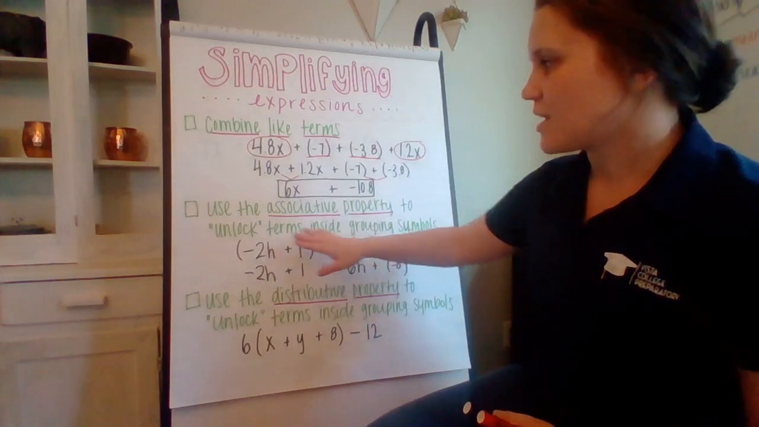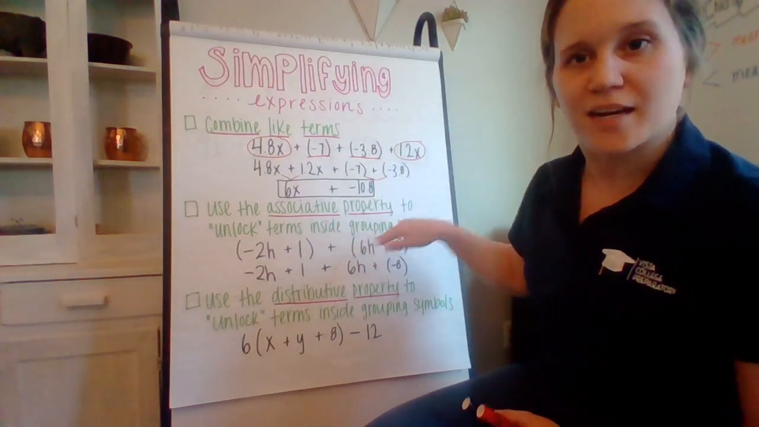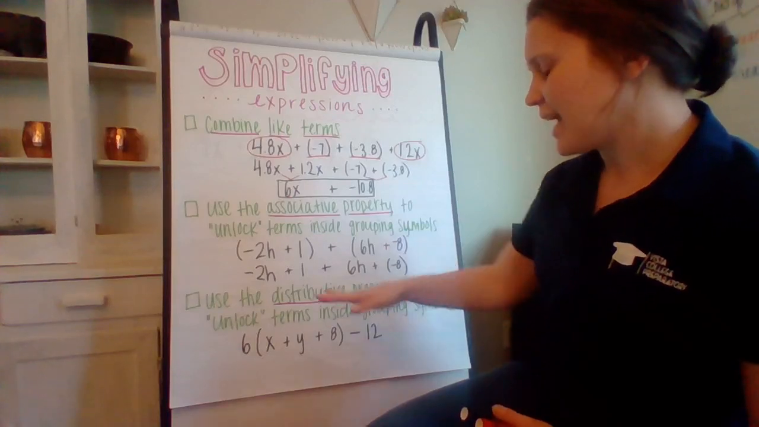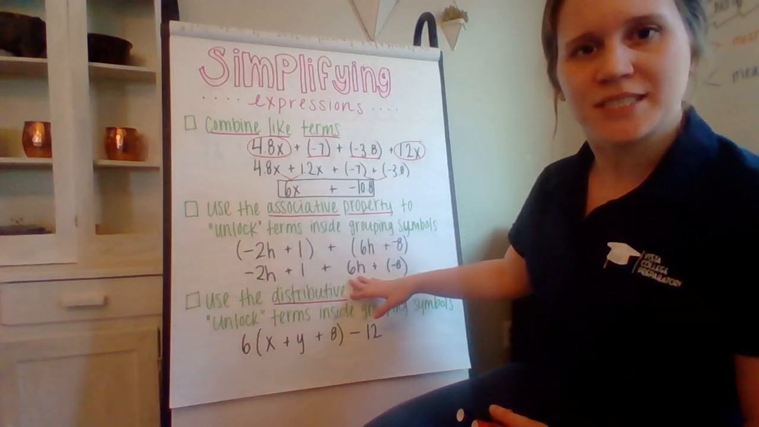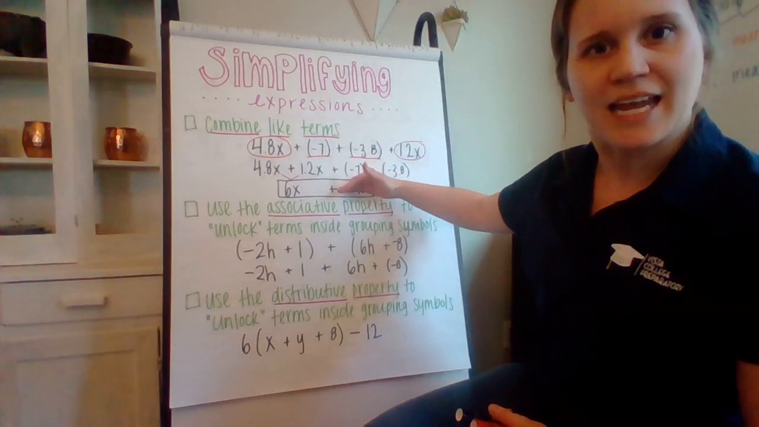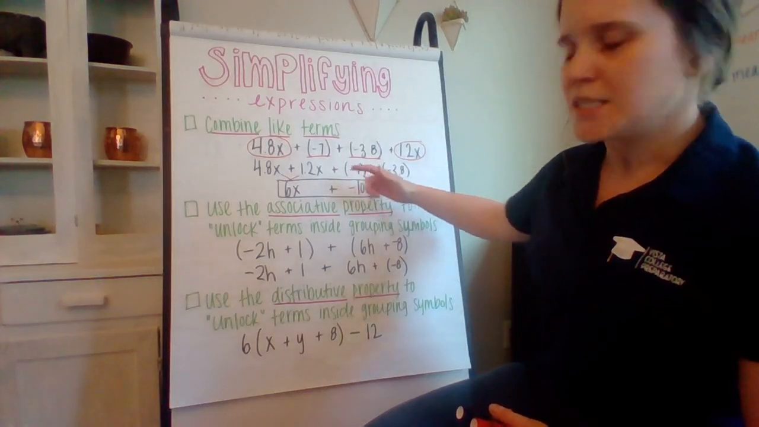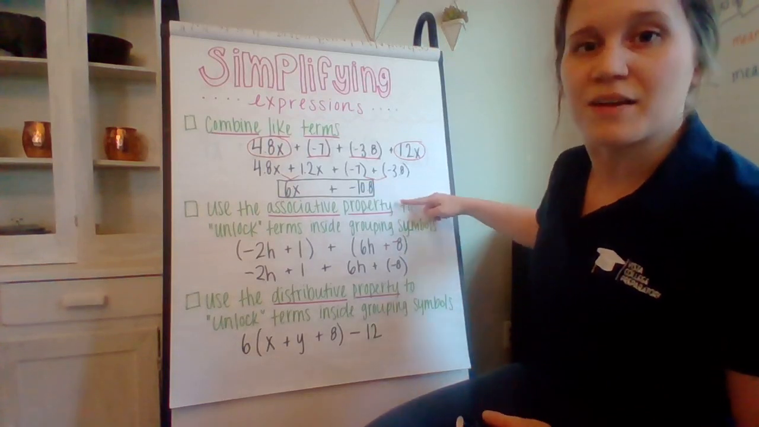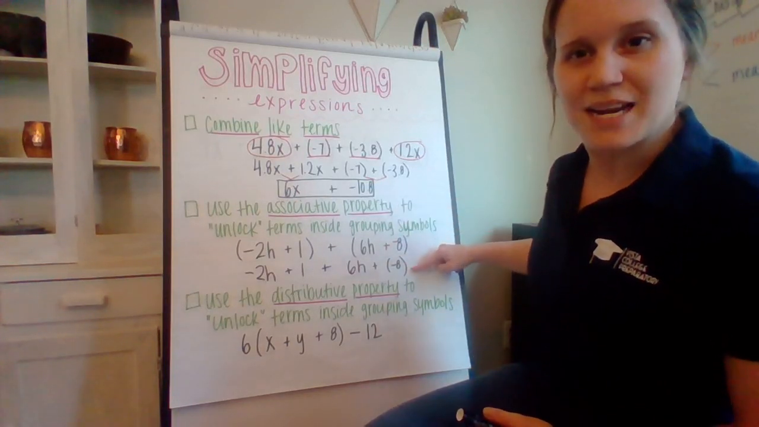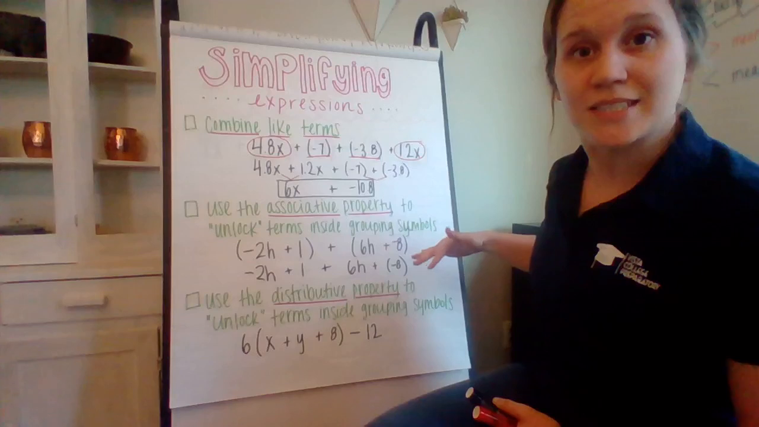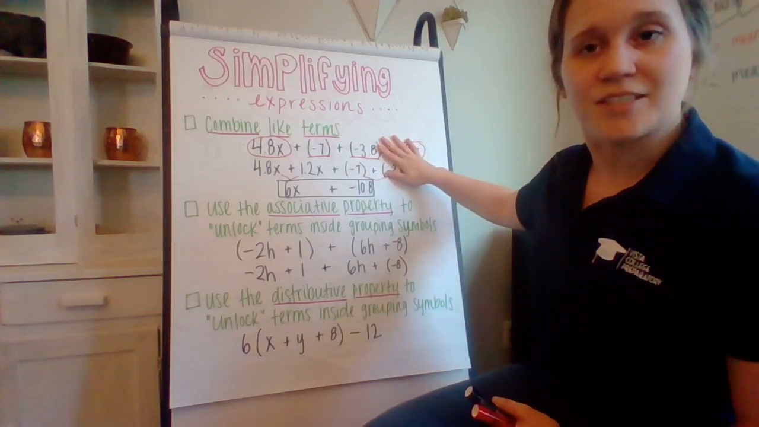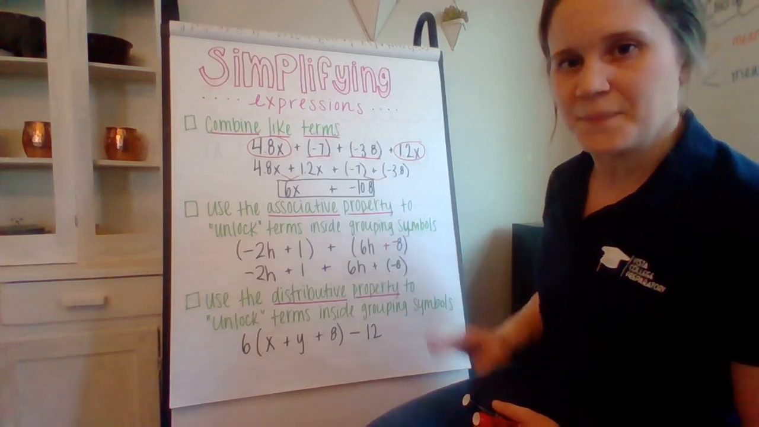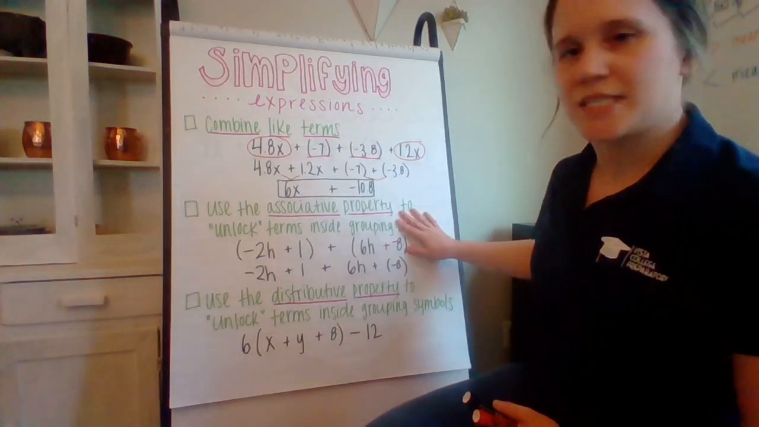Now that these terms are unlocked from their parentheses home, I can notice that I have like terms, and now I can go back and combine like terms just like we practiced. So this step is not the final answer, but we are going to stop here because we've already practiced like terms. If this were an independent practice question, I would continue simplifying by combining like terms until I have no like terms remaining. Okay. All right, so that's the associative property.